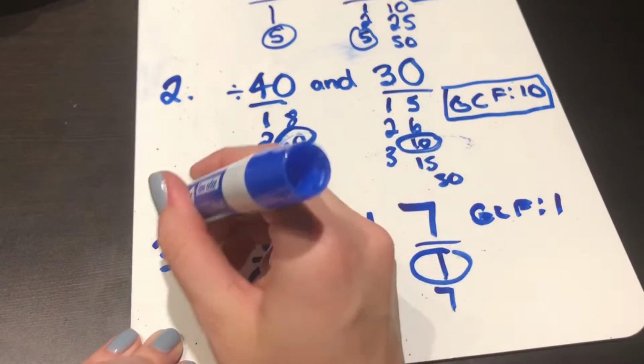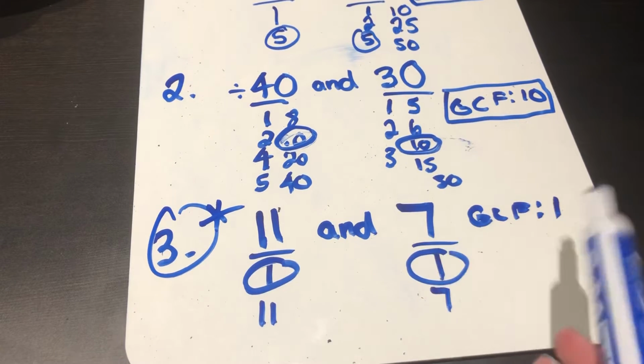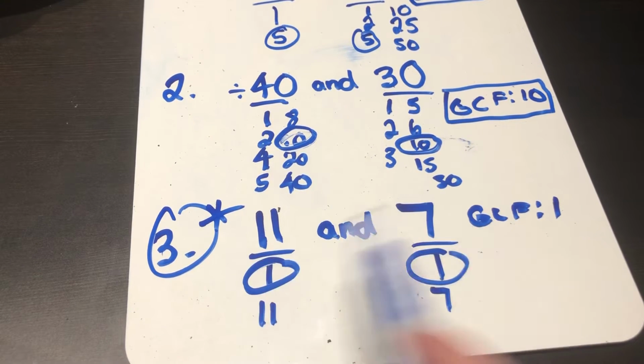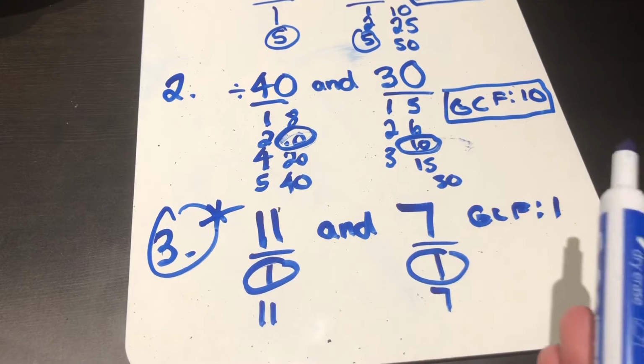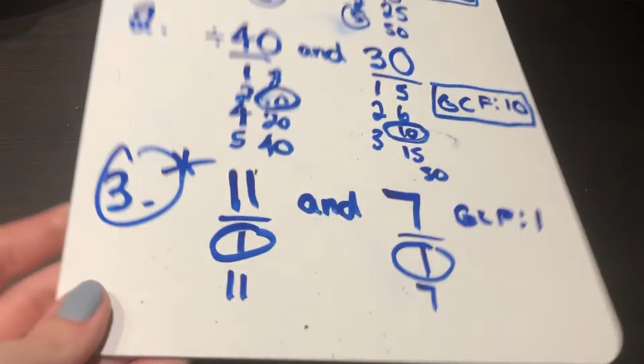The reason I wanted to show you number 3 is because this will pop up in our next lesson. So you just want to make sure, if you see something like this, the GCF is 1. So it's okay. You can get that. All right, now we're going to add in variables.